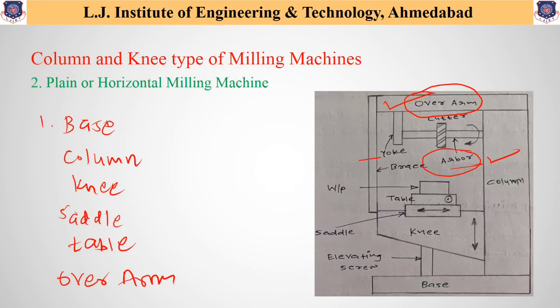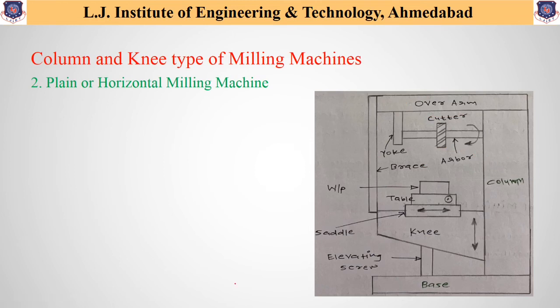Now, this arbor mostly has two types. First one is the standard arbor and another one is the stub arbor. So these are the two different types of arbor. Now on this horizontal milling machine, we can see another two parts. The parts that we have discussed up to now are commonly available in all column and knee type milling machines. The extra parts that are available in a horizontal milling machine are, first, the arbor, second, the yoke, and third, the brace.